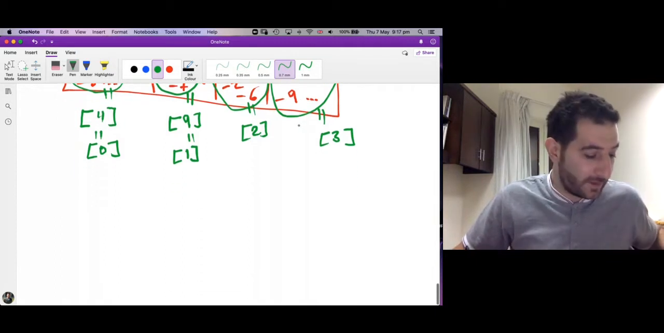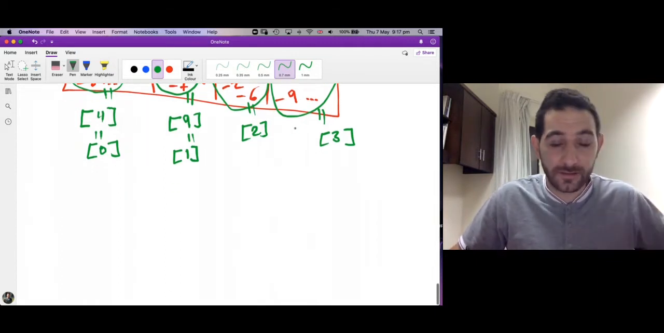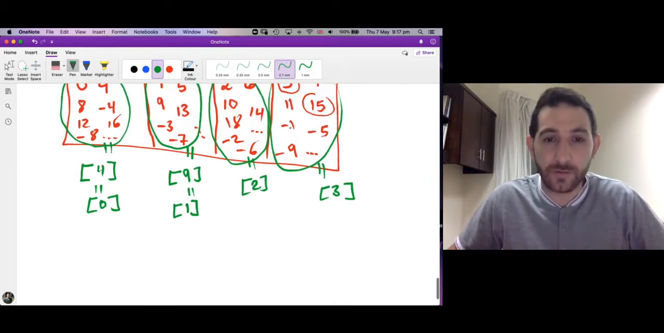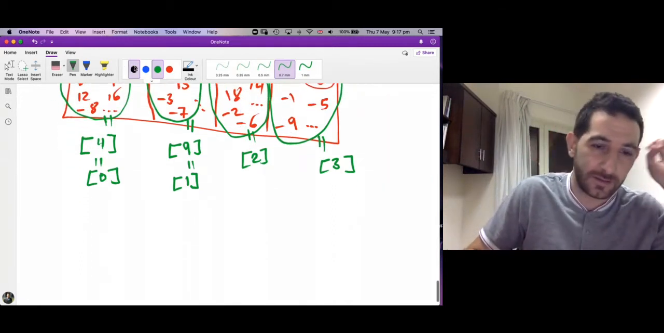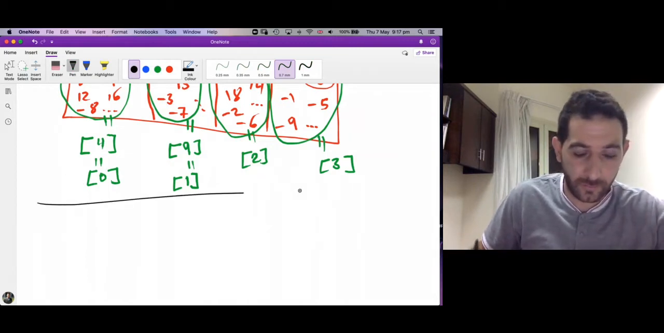Now in general, I told you that it will always be the case like this, so we need to say a lemma here, or if you want, a theorem.